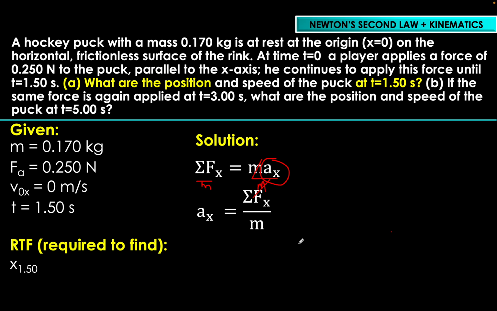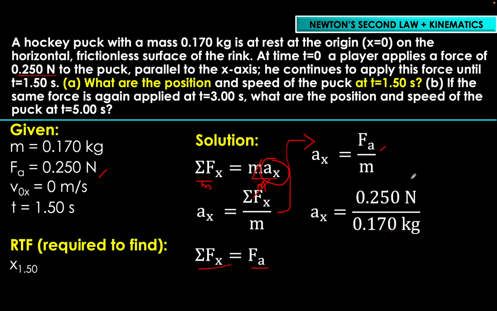Now take note that the only force acting along the x-axis for the hockey puck is the applied force. It's 0.250 newtons. Because of that, the applied force can actually replace sigma fx in the equation. Again, nothing bloody. It's just that we are rewriting the second law equation because we want to replace sigma fx with fa, or applied force, because it's the only force along x anyway, okay? Now we plug in the given. This is the applied force and this is the mass. Take note that a newton is equivalent to kilograms meters per second squared, so you can cancel kilograms in this solution.